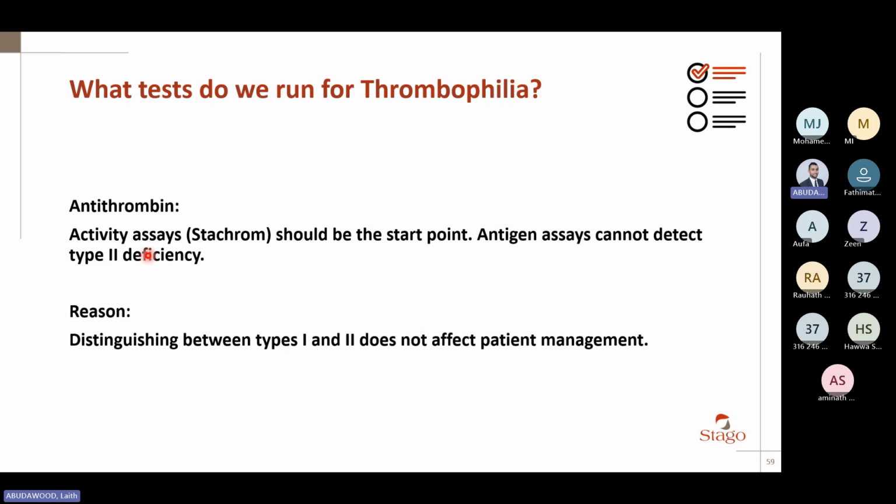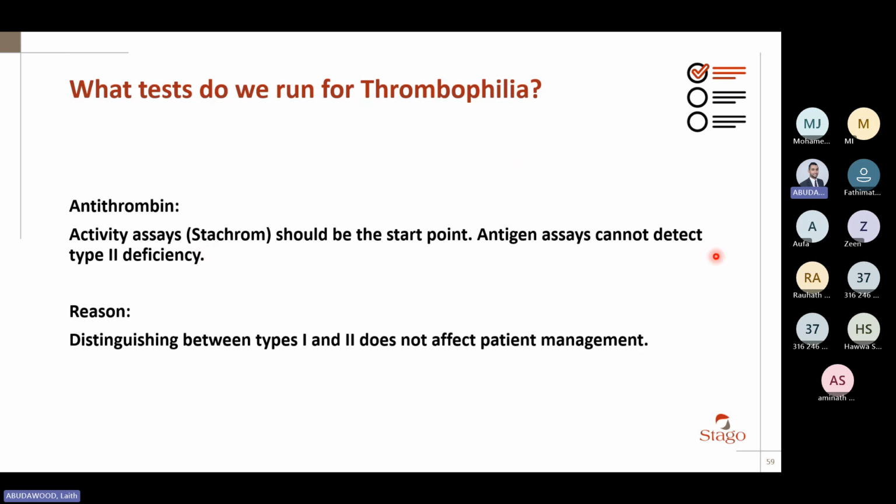Moving on to antithrombin. Antithrombin pretty much has the same situation as protein C. Generally, we would work with activity assays, and in Stago's case, we have only a chromogenic assay. We don't have a clotting assay for antithrombin. And usually this is enough. Okay, an activity assay for antithrombin is enough.